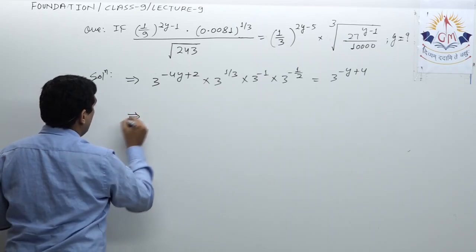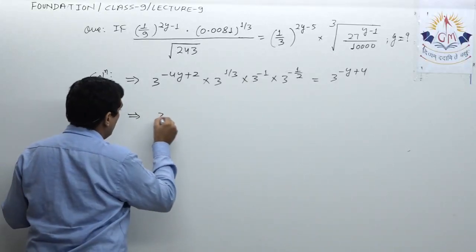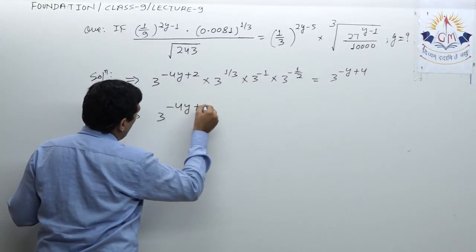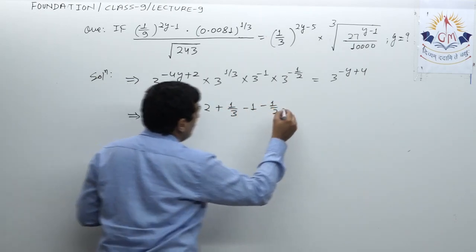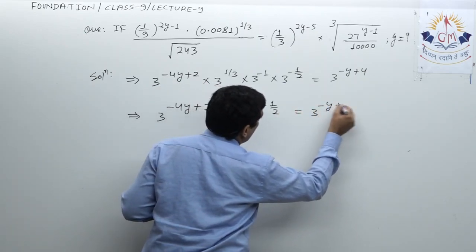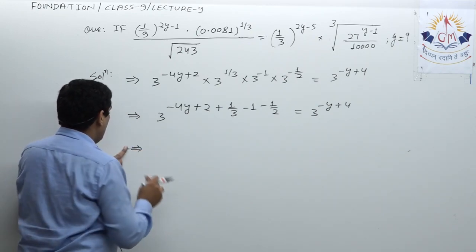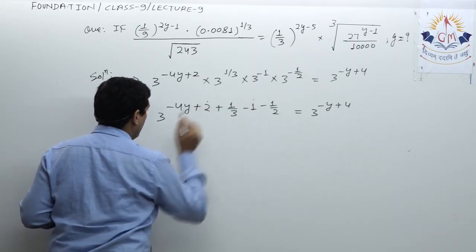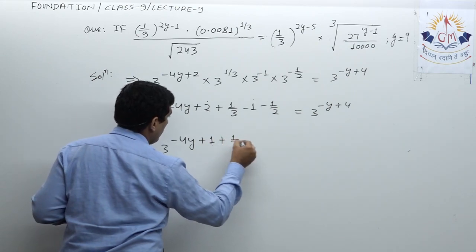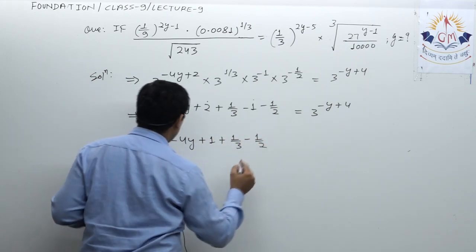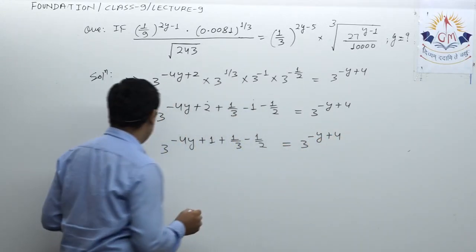Okay, now over here, see, bases are same, so I can add the power. So 3 raised to minus 4y plus 2 plus 1 by 3 minus 1 minus 1 by 2 is equal to 3 raised to minus y plus 4. Okay, now see this 2 and minus 1. So here I am calculating this minus 4y plus 1 plus 1 by 3 minus 1 by 2 is equal to 3 raised to minus y plus 4.